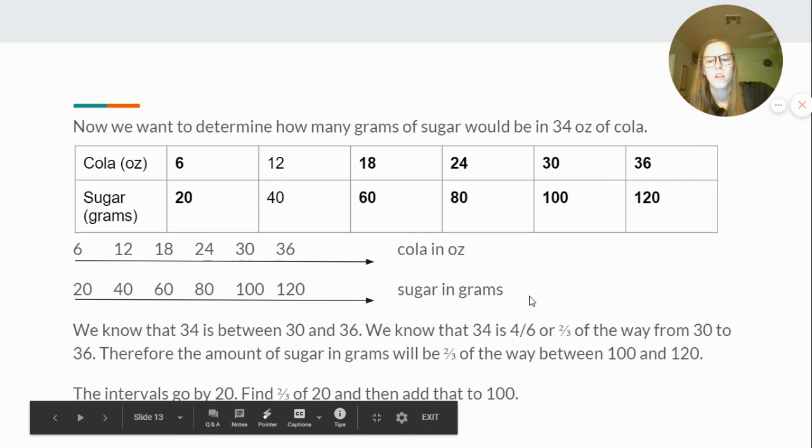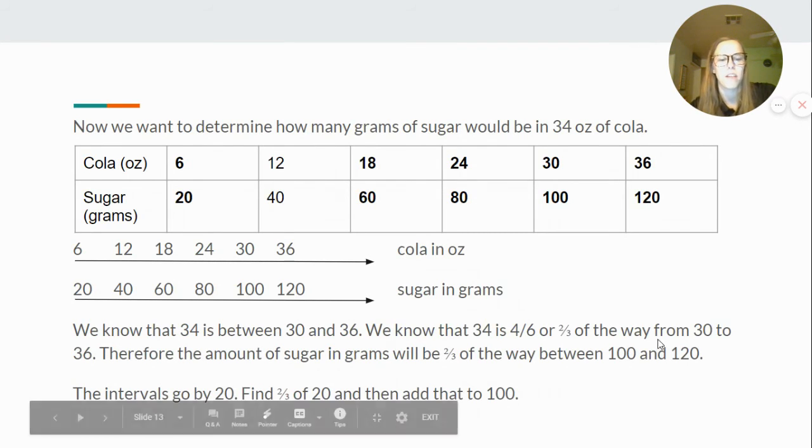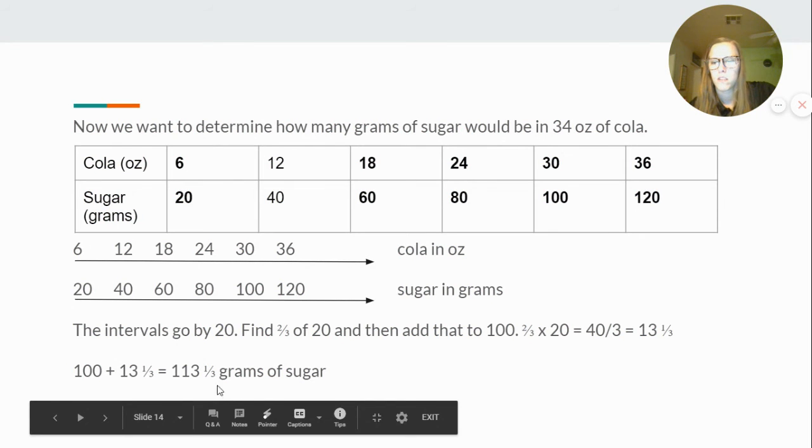Okay, so if the intervals go by 20, we can find 2/3 of 20 and then add that to 100. You can do that by taking 20 times 2, which is 40, and then dividing by 3, or 40 over 3, which in mixed number form gives us 13 and a third. So we add it to 100, we have 113 and a third grams of sugar in 34 ounces of cola.